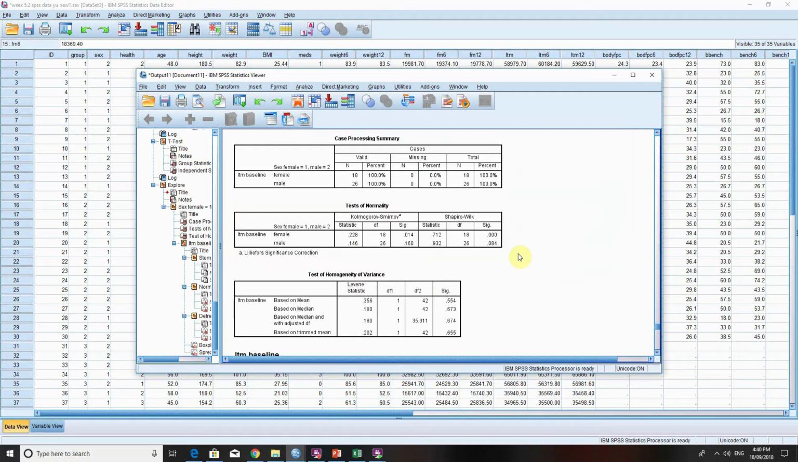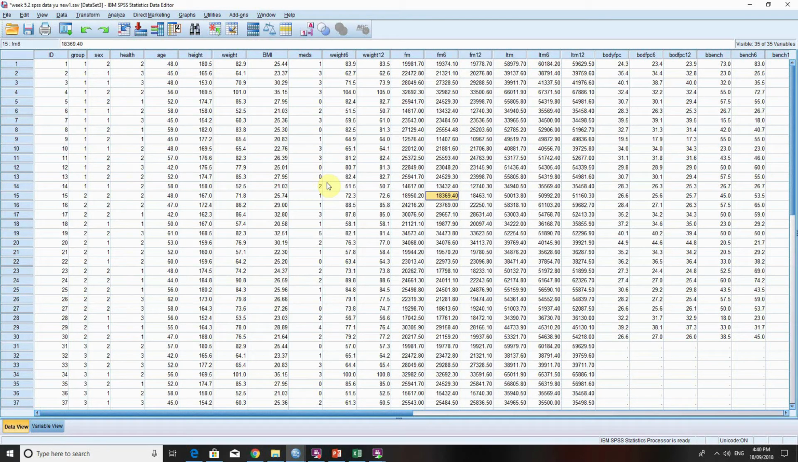And now we can see in our Shapiro-Wilk test that even though our male significance is greater than 0.05, which means all the male data for LTM baseline is normal, the female data is not normally distributed. And because just one of them has violated the test for normality, that means we immediately must move into non-parametric testing. So that means in this case, we'll be doing a Mann-Whitney U-test rather than an independent t-test.